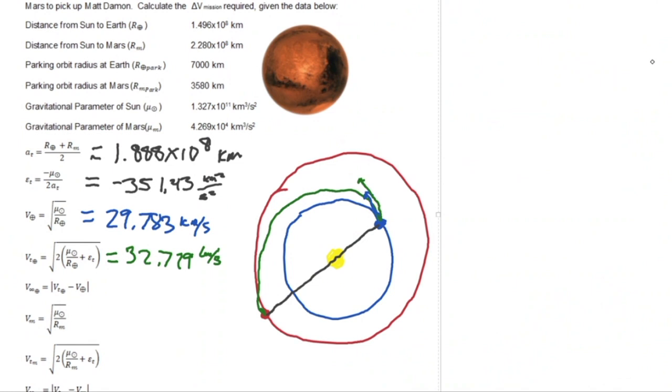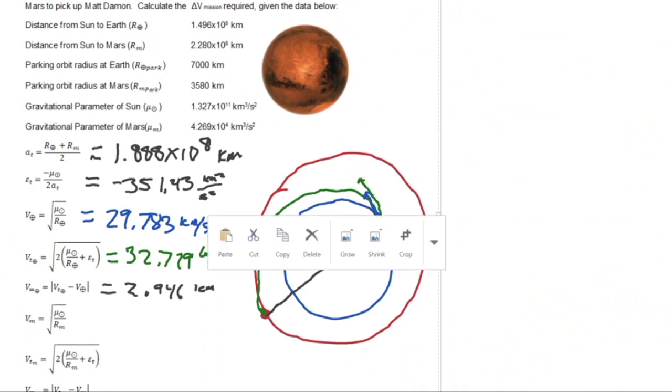Now, just like I did with the Hohmann transfer, if I subtract those two, I can figure out what that difference in velocity is. In this case, we're going to call that difference in velocity not a delta v, but our v infinity at Earth's orbit. So in this case, our v infinity is going to be equal to 2.946 kilometers per second.